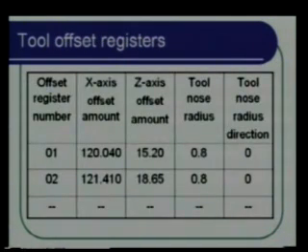Now tool offset register values will be loaded something like this. You have offset register number 1, 2, 3, etc., whatever number you have. You have the x offset value, z offset value, tool nose radius, and tool nose radius direction. So these values depend upon the units that you are going to use, and I am showing them here as metric values.